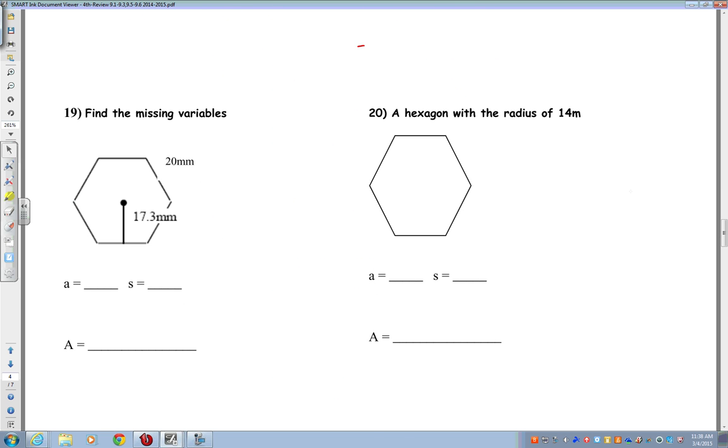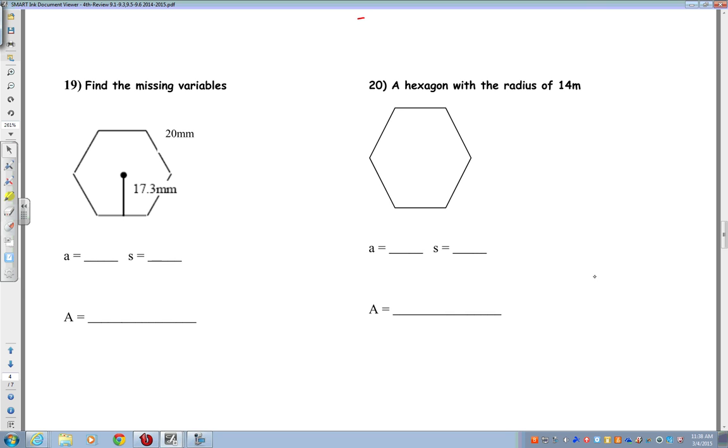With that, now let's look at 19 real quick. 19, they've labeled the parts for you. What is the A? The 17.3. What is the S? The side is 20. Okay, so find the area when it's a regular polygon. You have to do 1/2 times A times P. Or you could say apothem times the perimeter divided by 2. So which part do you have to find in this shape? The perimeter. You have to find the perimeter.